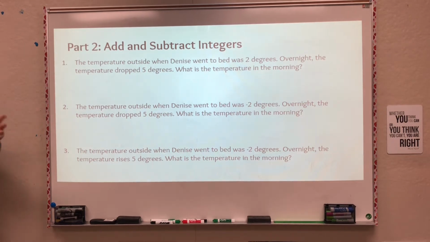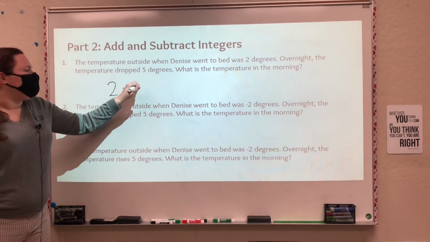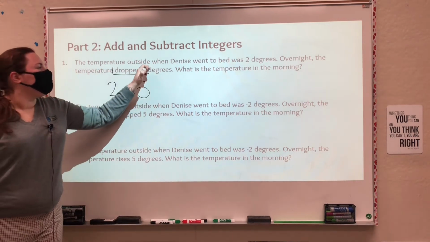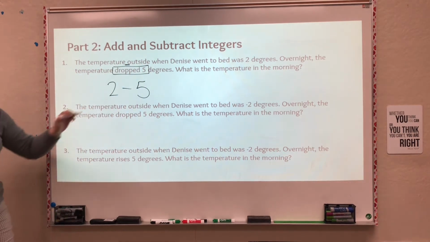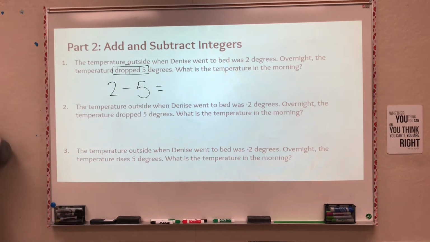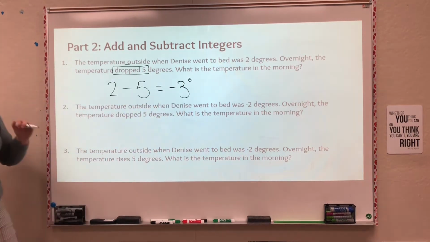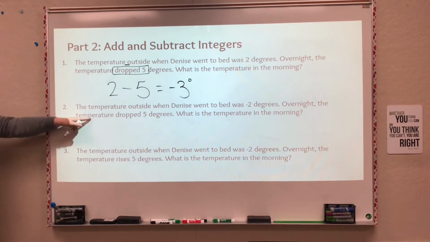For each of these, I'm going to do two things. I'm going to write an equation to represent it, and then I'm also going to answer the question. For this first one here, what would my equation look like? So -5. Yep. Why are you saying -5? Because it starts at 2 degrees and the temperature dropped 5 degrees. Yep. So that's telling me I'm subtracting. What would that temperature be then if it's starting at 2 and dropping 5? -3. So we could say it would be -3 degrees. You're going to notice these next two here are very, very similar. I've just changed stuff around a little bit.